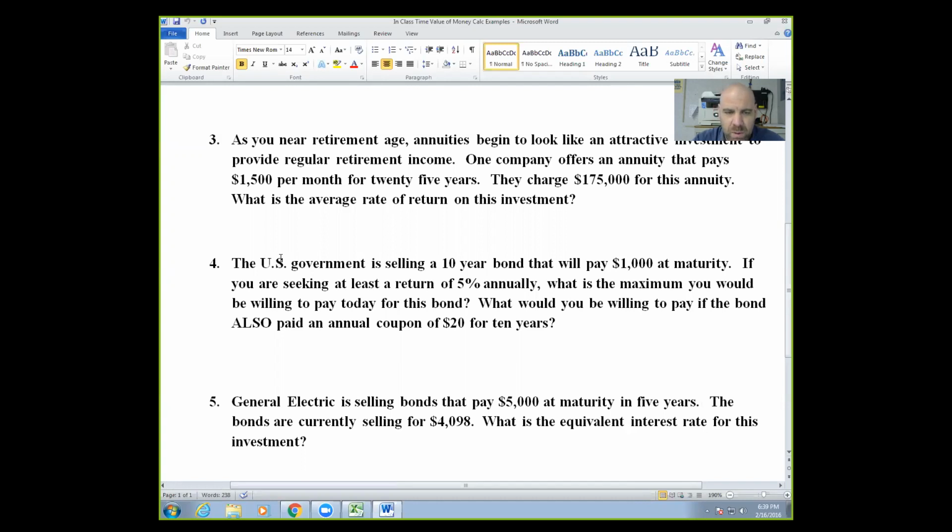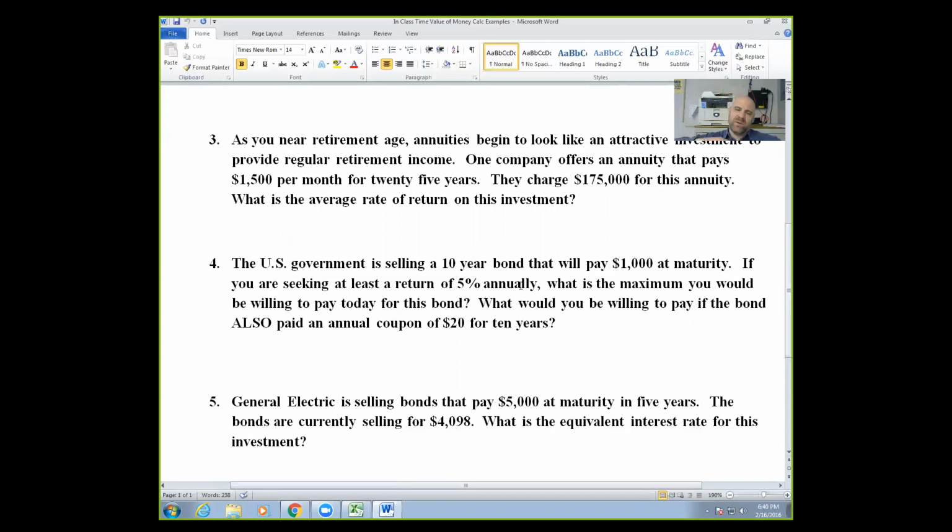So number 4 says the U.S. government is selling a 10-year bond, which means that it lasts for 10 years, and at the end of the 10 years, they'll give you your $1,000 back. That will pay $1,000 at maturity, so you'll get $1,000 in 10 years. If you are seeking at least a return of 5% annually, what is the maximum you would be willing to pay for this bond? How bonds work is they might pay $1,000 in 10 years, but you're going to pay some amount less than $1,000 right now, $850 or $910, whatever it is.